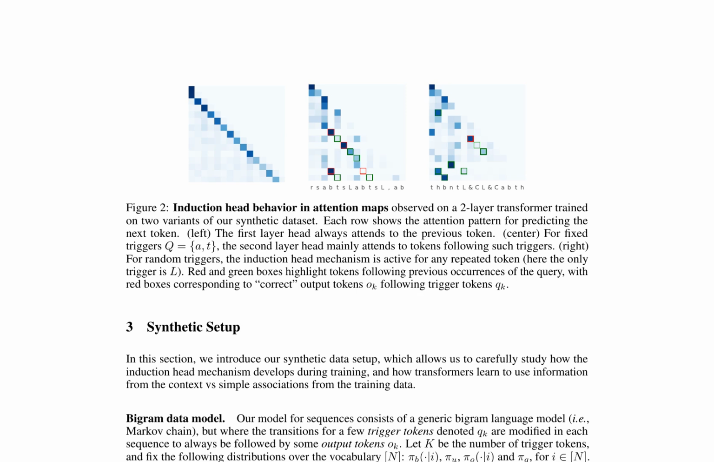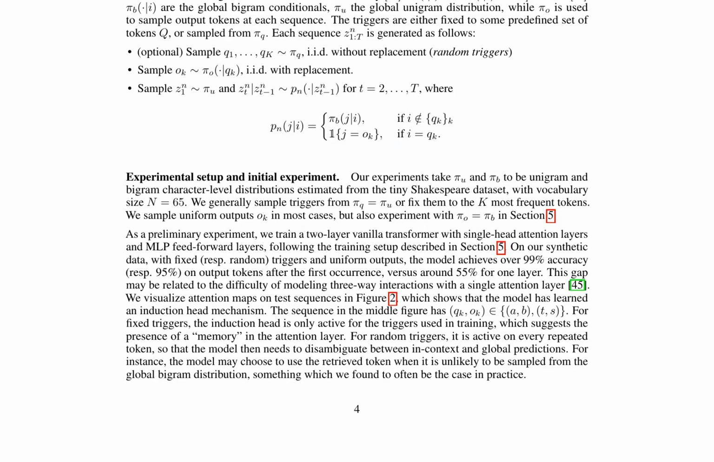The paper also presents experimental results on synthetic data, showing that the model achieves high accuracy in predicting output tokens after the first occurrence of a trigger token. The attention maps visualized in Figure 2 demonstrate the model's learning of the induction head mechanism, particularly for fixed and random triggers. The study suggests the presence of a memory in the attention layer for fixed triggers and the ability to disambiguate between in-context and global predictions for random triggers.